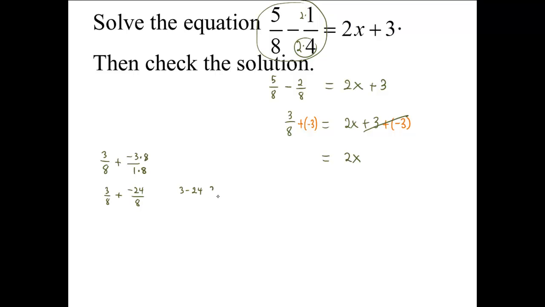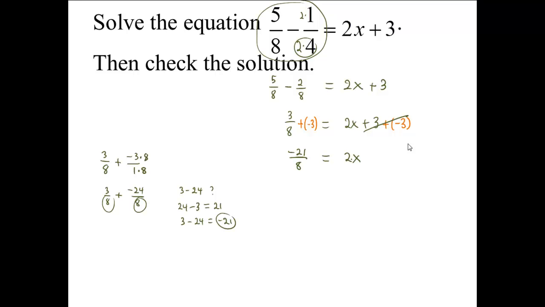Here's a quick way. Let's do 24 minus 3. Reversing them. That gives us 21. So that means 3 minus 24 is -21. So I have -21 over the common denominator 8. Last step is to deal with this multiplication of 2 to the variable x.